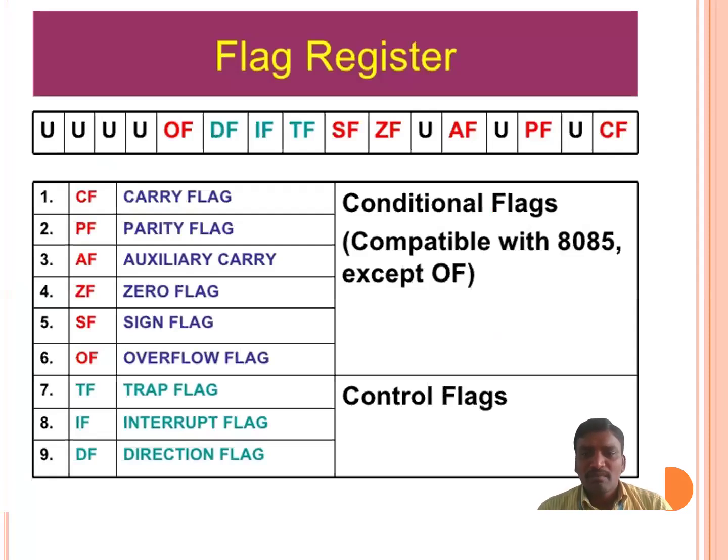If the lower byte of the result consists of an even number of ones, in that case only the parity flag is set to 1. Otherwise, it will be reset to 0. So that is about the parity flag.